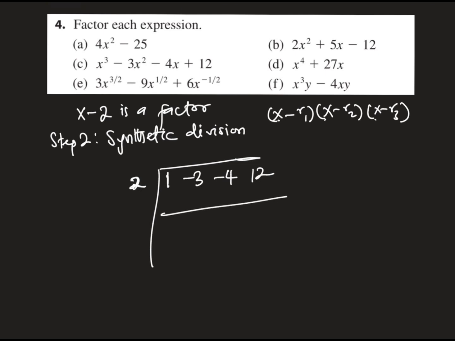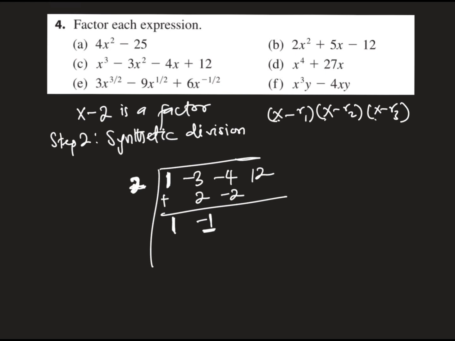So the first thing you do, you bring down the first coefficient here, 1. Now next, you multiply this 1 by the factor outside. 1 times 2, you have 2. And the next thing is you sum. So you sum from here henceforth. So -3 plus 2, you have -1. Now your new answer, -1, you multiply by the 2 outside, you have -2.